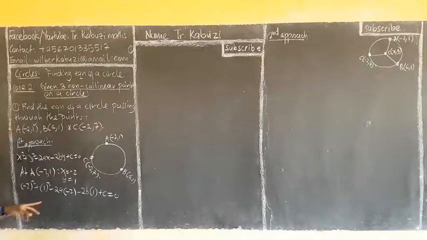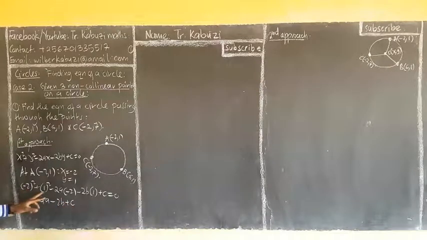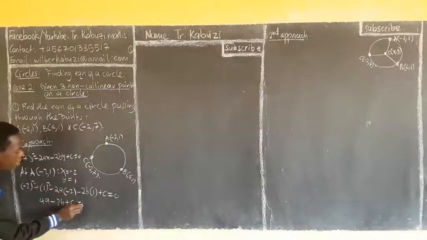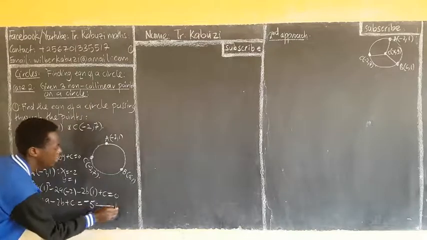If you simplify, this will be 4a, then minus 2b, then plus c. Then here we're going to be having 4 plus 1, that's 5. We'll take it to the other side, it will be negative 5. So this one we call equation 1.